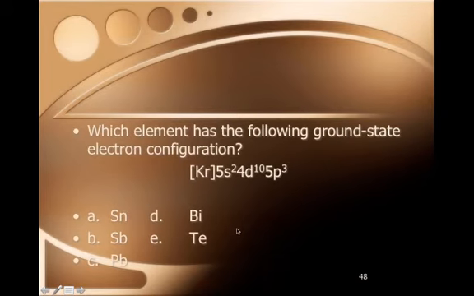Okay, what about this one? What element would this be? Antimony. Yep. Which would be which one? B. Really, all you have to look at is this last one, right? As long as everything else is filled, just look at 5p3, go down to the 5th energy level across 3 in the p sublevel, and it's antimony.